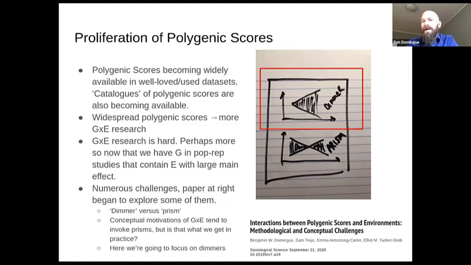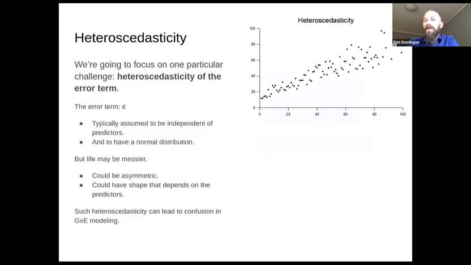Now here, what I have in mind when I say a dimmer is a light dimmer where you can turn down the amount of light or you can turn it up. And basically the concern is that the environment is really controlling variation in the phenotype. And that might have real implications for our G/E work. And the reason for that is basically heteroscedasticity.